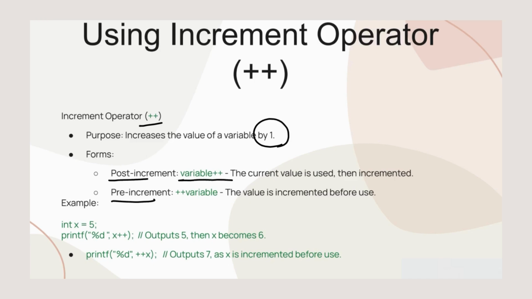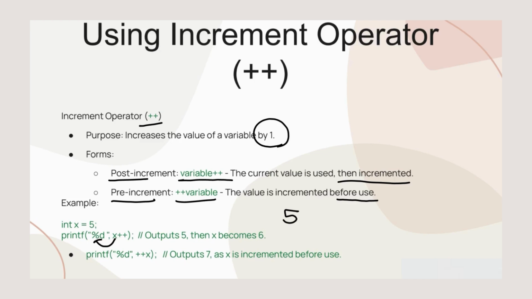So if I say variable plus plus, the current value is actually used in the expression and later on it is incremented. However, with pre-incrementation, it says that first increase the value of the variable by 1 and then put it in use. So let us see a small example. int x = 5; printf("%d", x++). In this case, first the value of x will be printed, then the value of x is incremented to 6. So on the output screen, you will get 5.